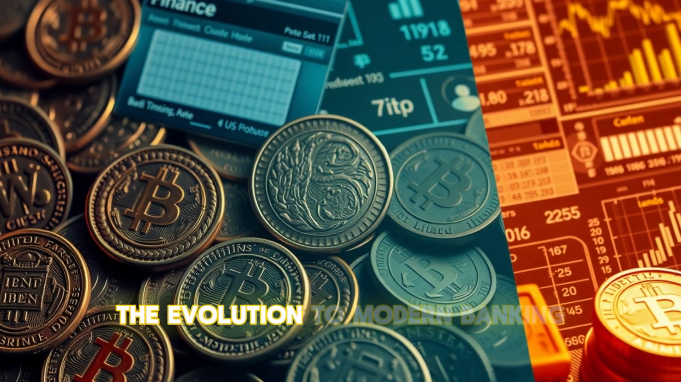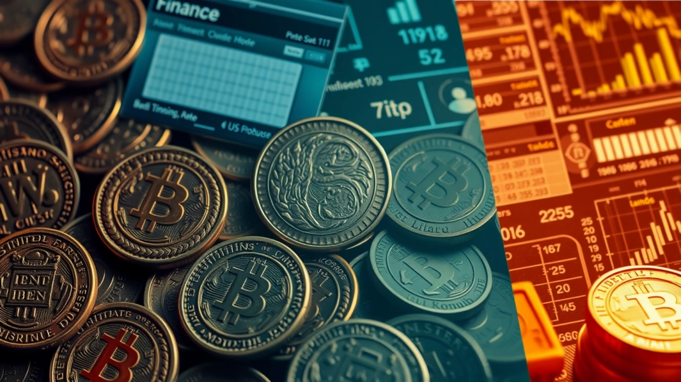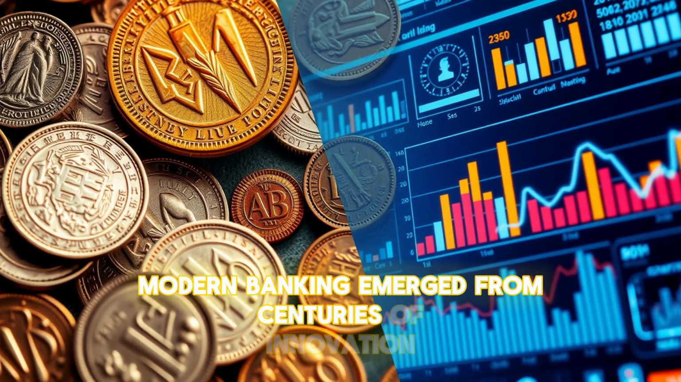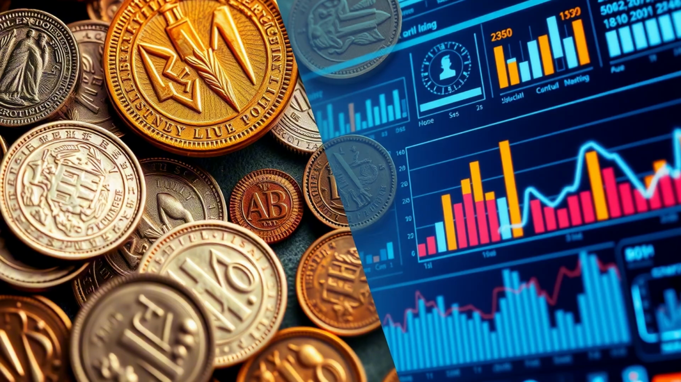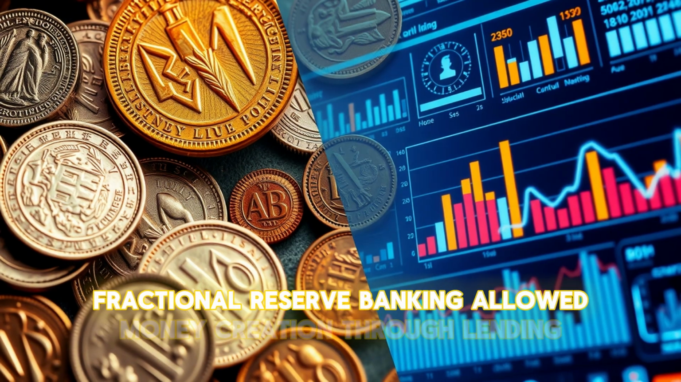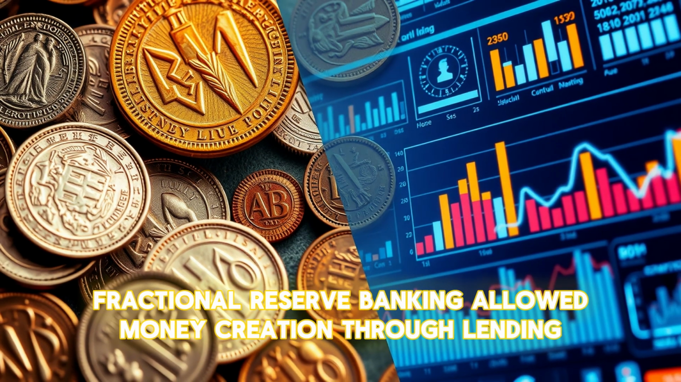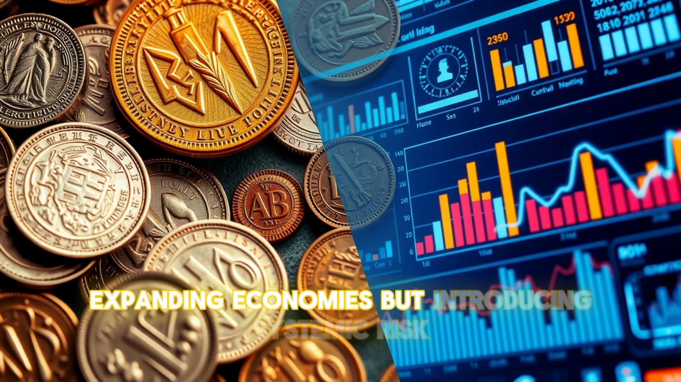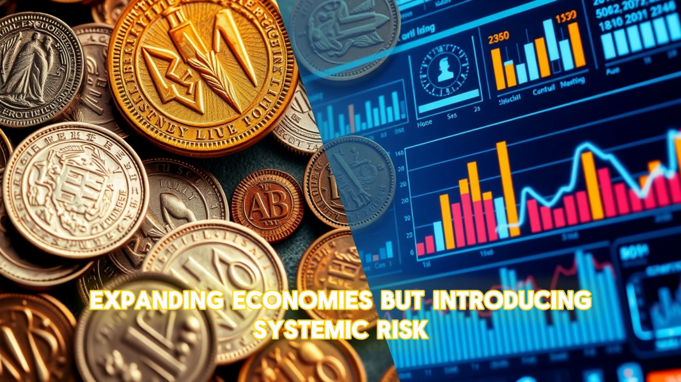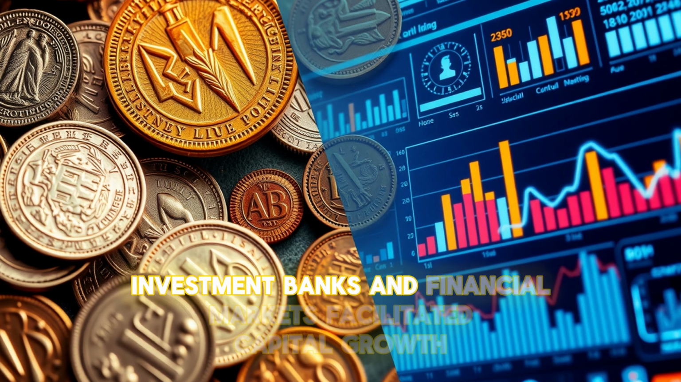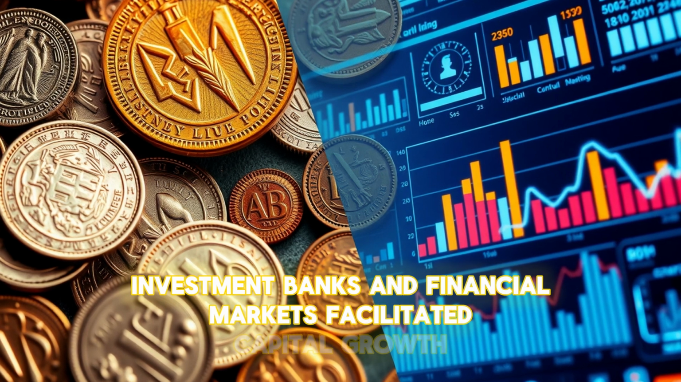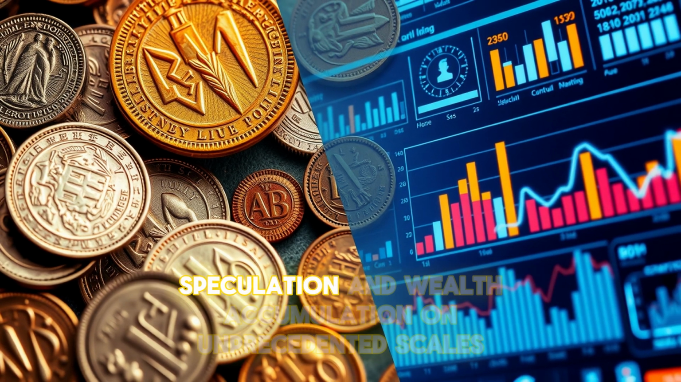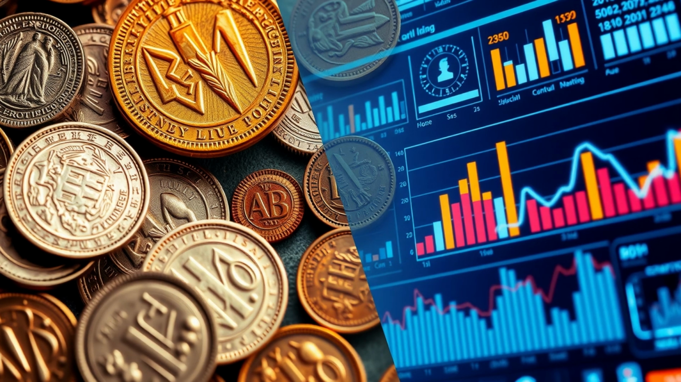The evolution to modern banking. Modern banking emerged from centuries of innovation. Fractional reserve banking allowed money creation through lending, expanding economies but introducing systemic risk. Investment banks and financial markets facilitated capital growth, speculation, and wealth accumulation on unprecedented scales.